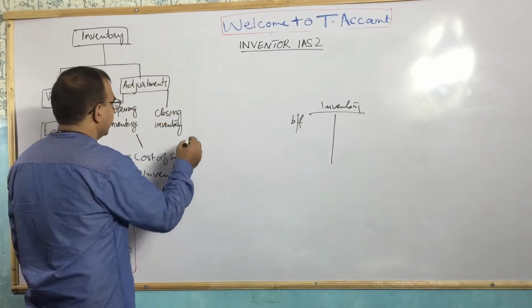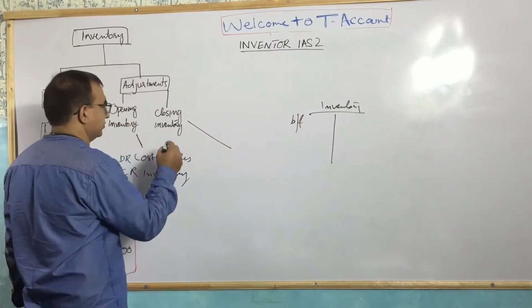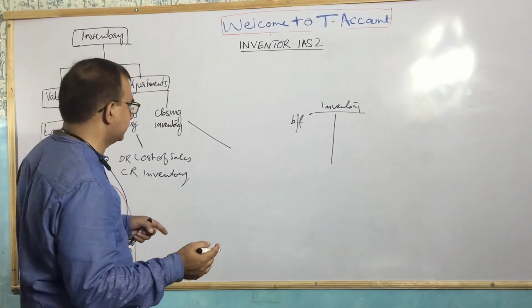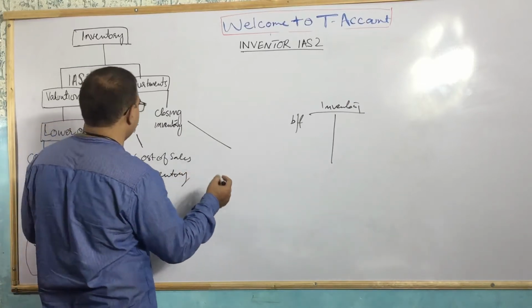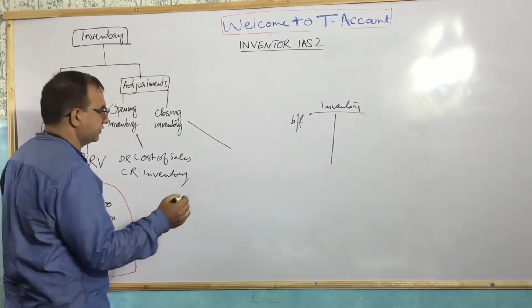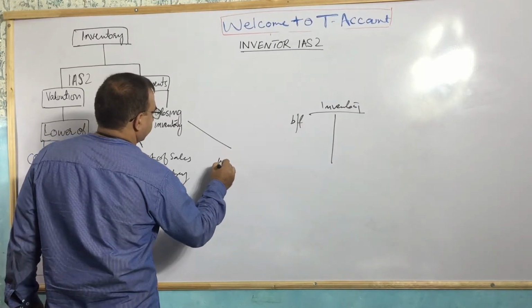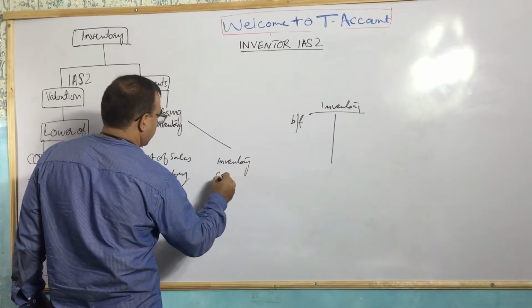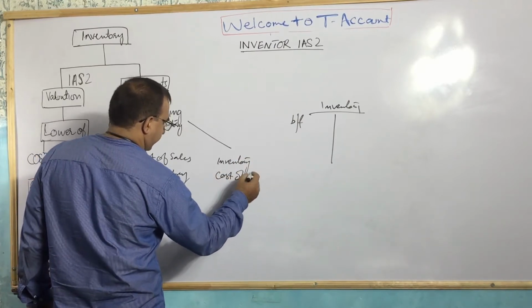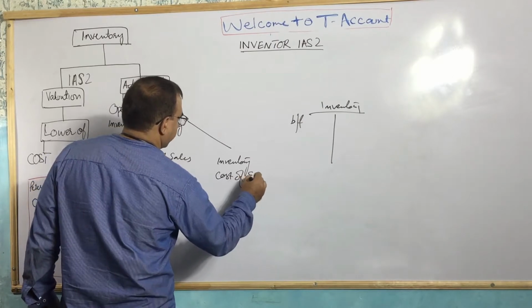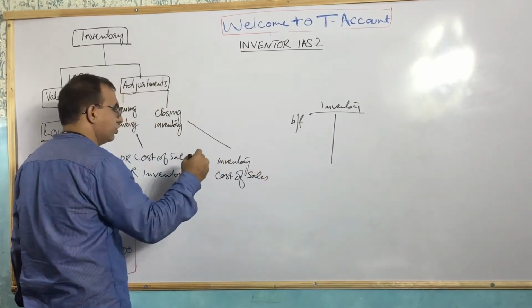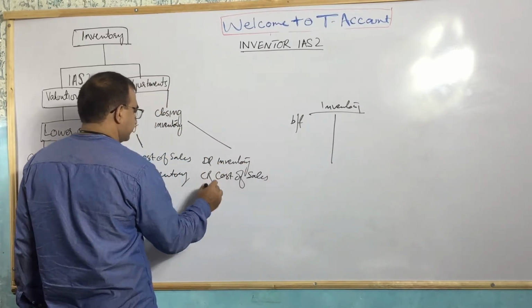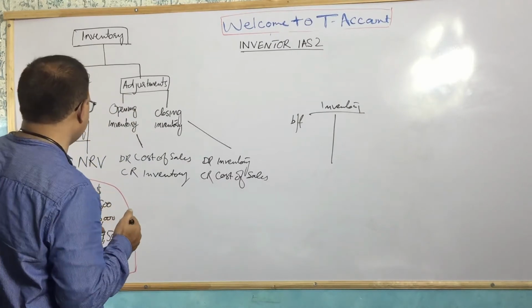Then closing inventory. Closing inventory is removed from the cost of sales. We'll discuss it in detail, but that is the high level idea. It is removed from the cost of sales through this entry: inventory to cost of sales. It is the opposite, a reversal of the first entry, but with the value of closing inventory. Okay, so these are the two entries passed.